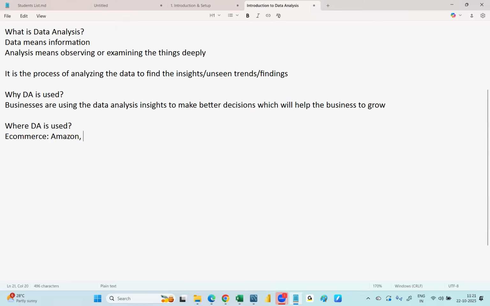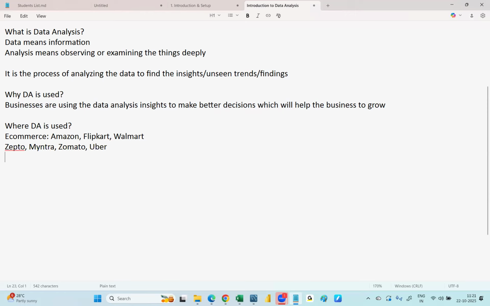I guess everybody knows Amazon, which is an e-commerce company, and we have Flipkart, Walmart, or else quick commerce companies like Zepto, Blinkit, and online shopping platforms like Myntra, Ajio, Meesho, online food delivery apps like Zomato, Swiggy, even ride booking apps like Uber, Rapido. A lot of companies like this are using data analysis.